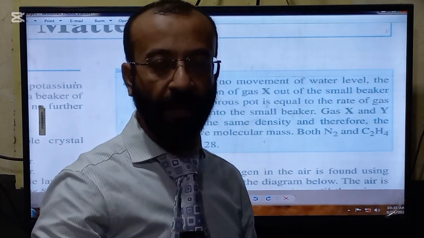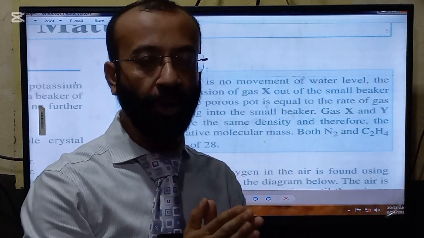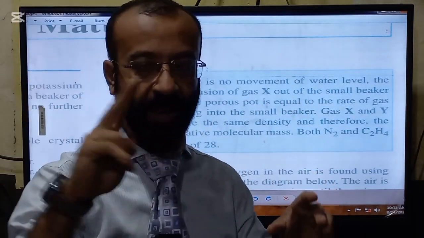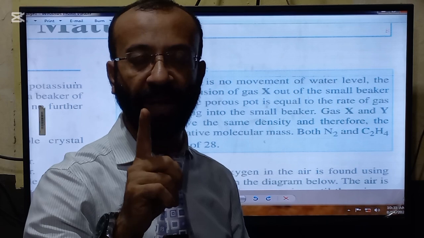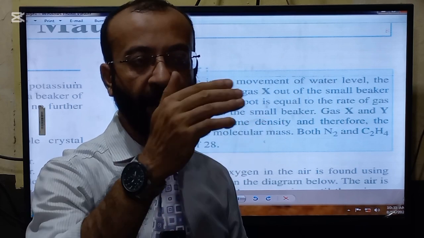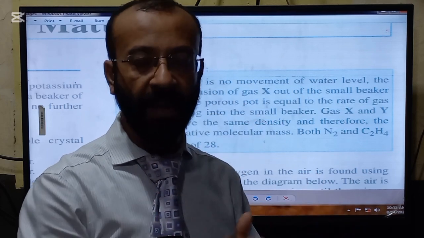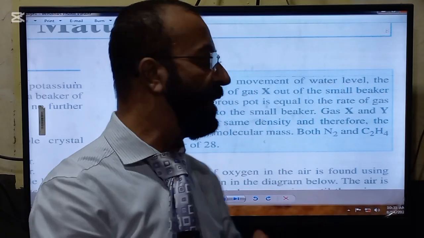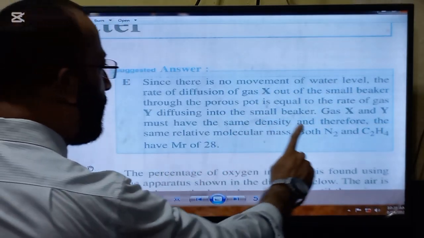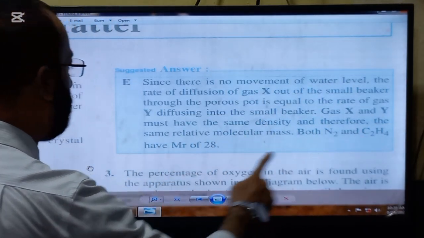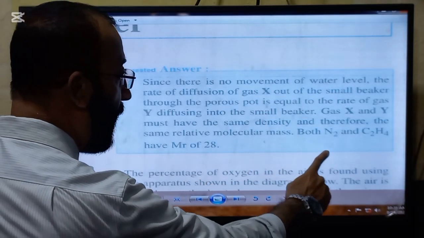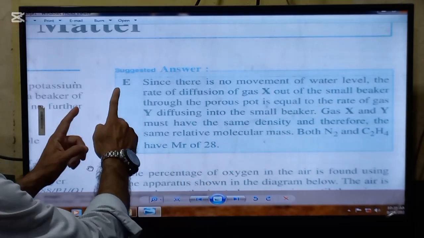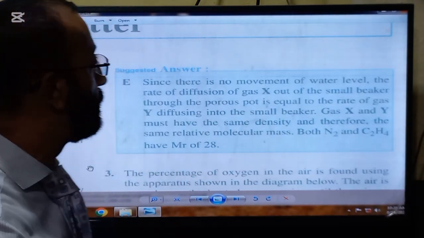So in all 5 parts, first we will find the relative molecular masses of both gases in the column. For example, in A part there are 2 gases given, so we will find the relative molecular mass of the 2 gases in the A part. Likewise, B, C, D and E parts will be done, and the part in which the relative molecular masses of the gases will be equal, that will be the answer. So look now, gas X and Y must have the same density and therefore the same relative molecular mass. Both N2 and C2H4 have the relative molecular mass of 28. So that's why E part is the answer.